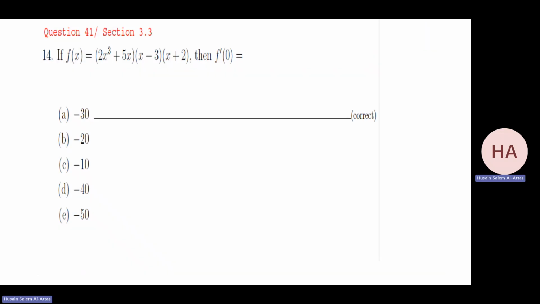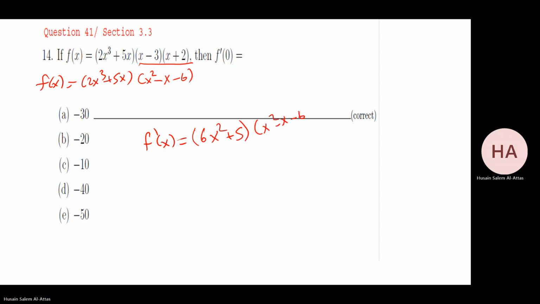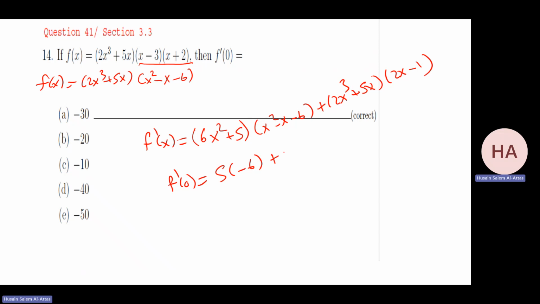Yeah, almost there. This one is what? x squared minus x minus 6. This is f of x. So f prime will be the derivative of the first one; you can open it up or just leave it. 6x squared plus 5 times this, plus this one times (2x minus 1), add 0. What becomes 5 times minus 6? This is 0 times minus 1, which gives minus 30.